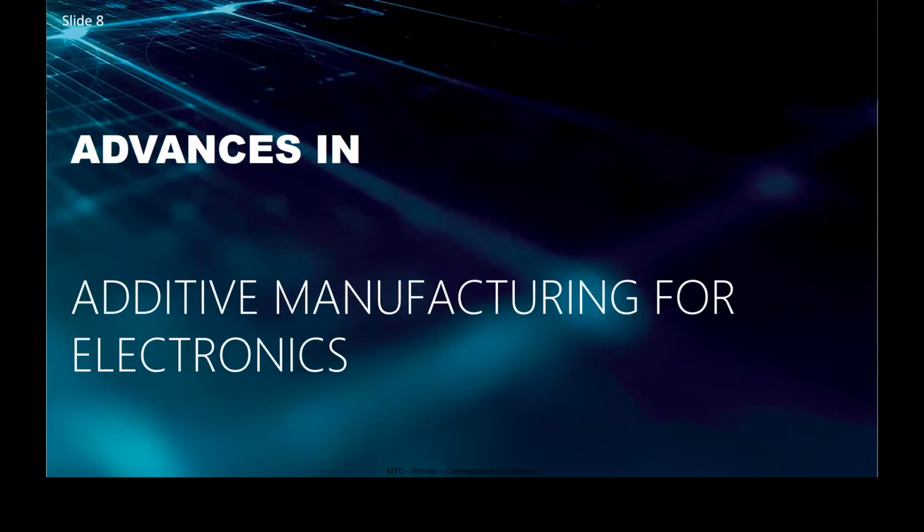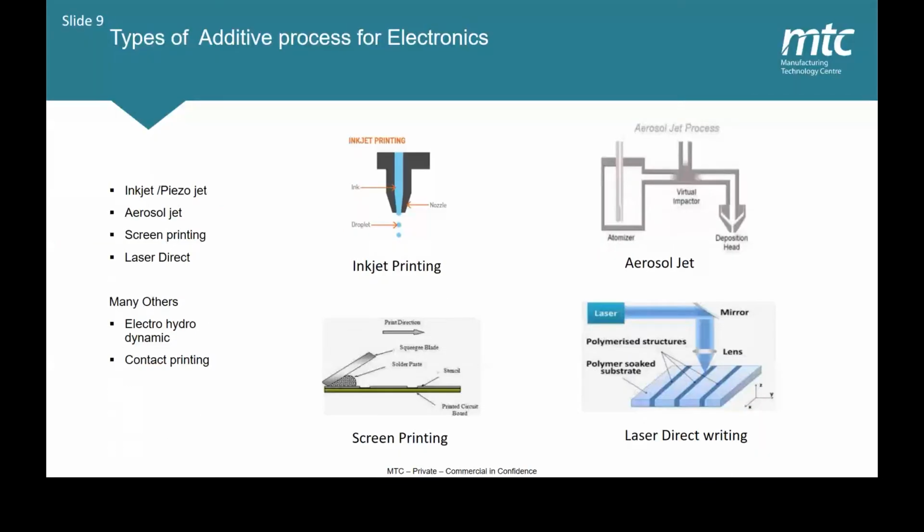So to see what is happening in the world of additive manufacturing of electronics, I've put together some advances in technologies which currently exist and can do many things people want. To give you a quick overview, there are 4 main types of additive processes for applying conductive ink or dielectric ink. The first one is inkjet printing: small droplets of ink, about 10 to 100 micrometers in diameter, which can be deposited under digital control to produce the required printed pattern on the substrate.